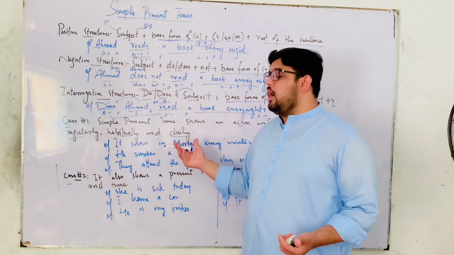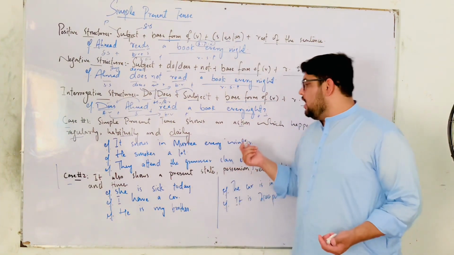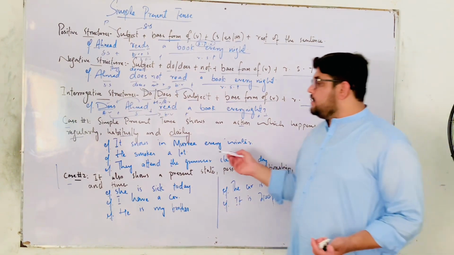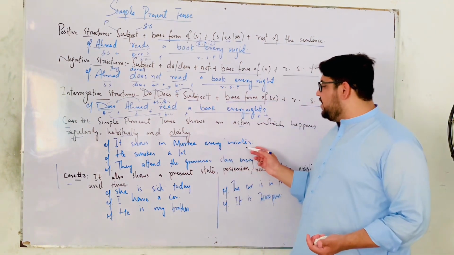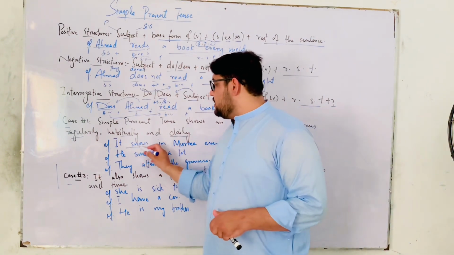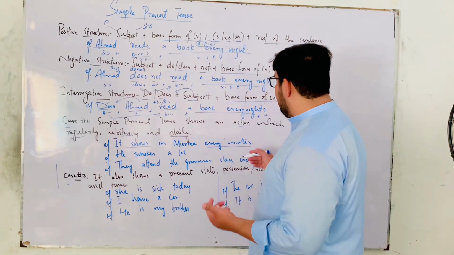So this is all about the definition of simple present tense. Simple present tense shows an action which happens regularly, habitually and daily. Like, it snows in Murree every winter. Now snow is a regular action. It's a simple present tense because it happens every winter.